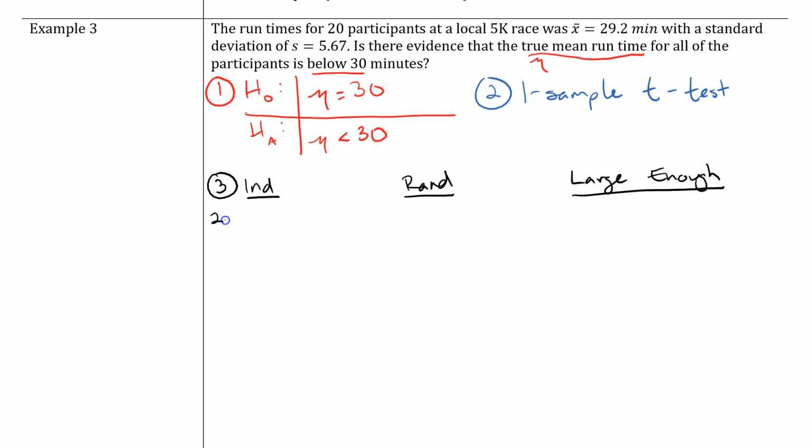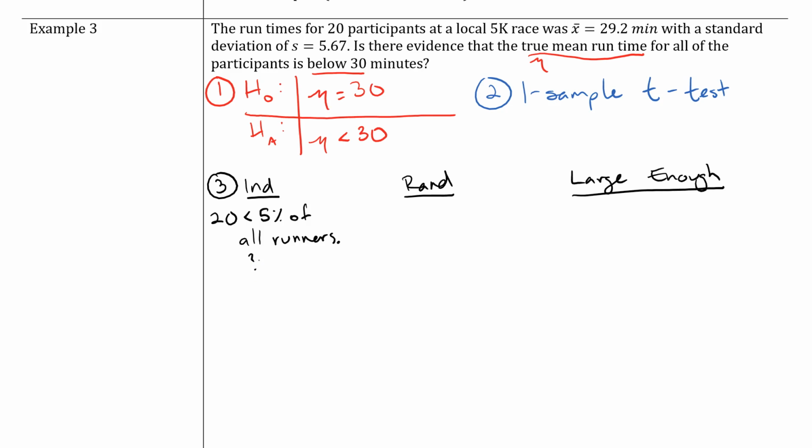So we need 20 to be less than 5% of the population, so of all runners. Now this is just a local 5K race, so this one's kind of tough to believe. We're going to make the assumption though, but we do need, let's see, if we need 20 to be 5% of all runners, that's like 400 runners, which is possible for a local race, but that may be kind of tough. So we're not sure if this one's satisfied.